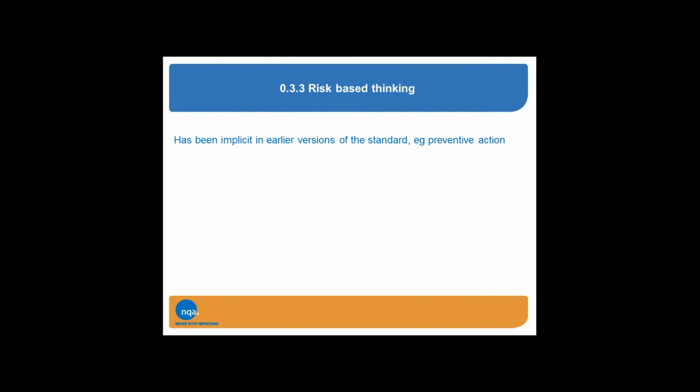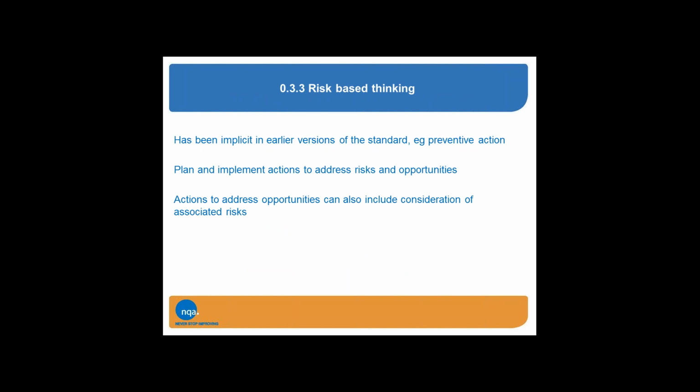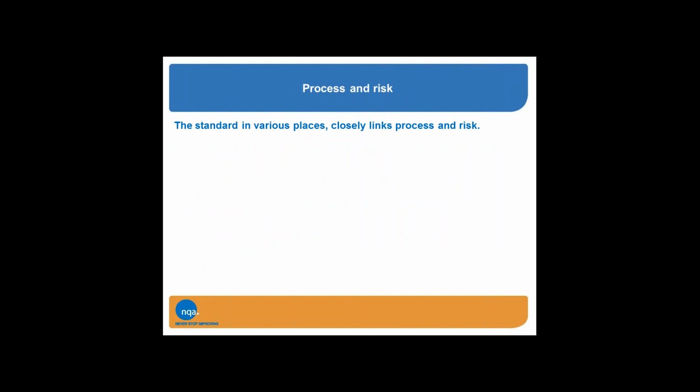Risk-based thinking has in fact been implicit in earlier versions of the standard. For example, the term preventive action is a risk-based approach, risk-based thinking. Planning and implementing actions to address risks and opportunities, that's very explicit in the 2015 standard. Risk is the effect of uncertainty, and uncertainty can be a positive as well as a negative. The standard in various places closely links process and risk. It explicitly links these in the 2015 standard.